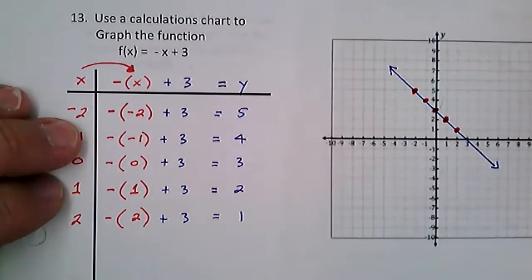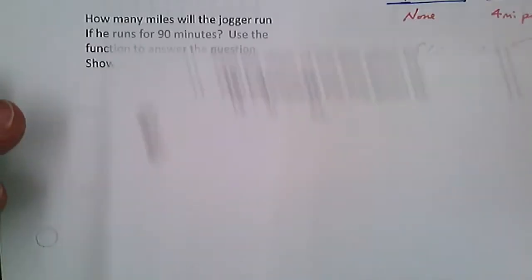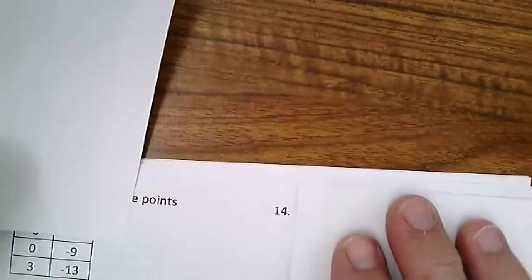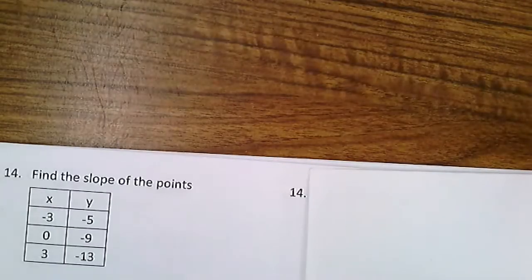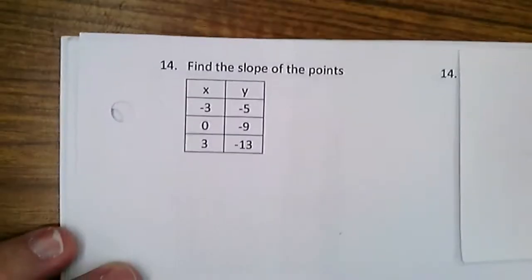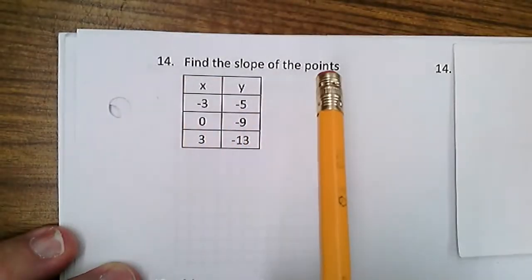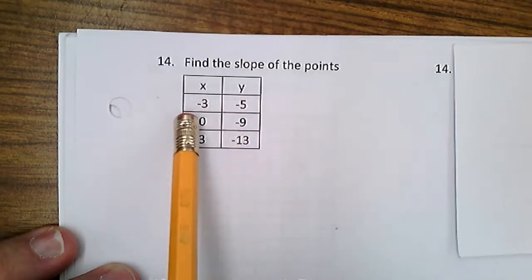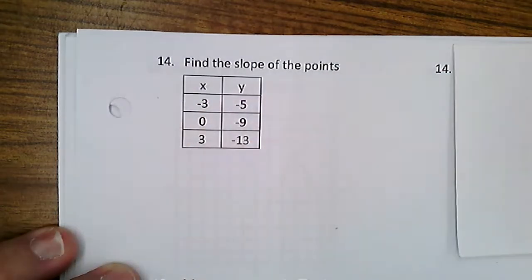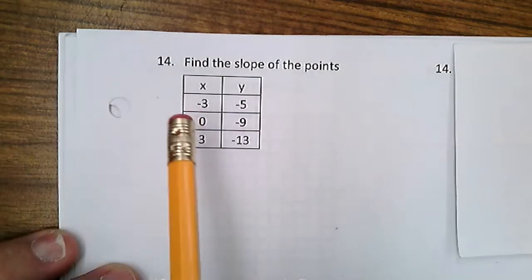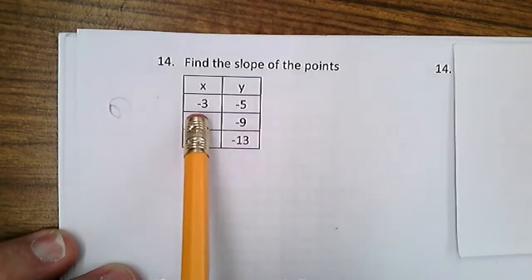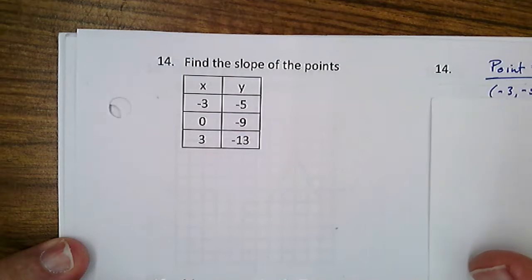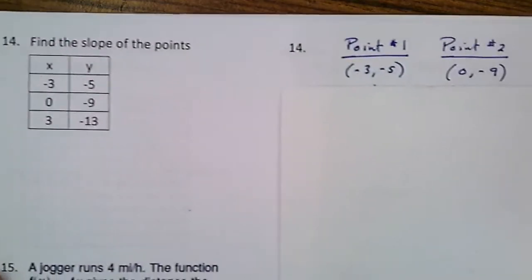Okay. All right. 5 more problems. Here we go. Okay. Number 14, we want to find the slope of the points. So there happens to be 3. That's a pair, that's a pair, and that's a pair. So we only need 2 of them. So I'm going to take that pair and that pair. So when I come over here, I'm going to use my formula. I'm going to write it out.